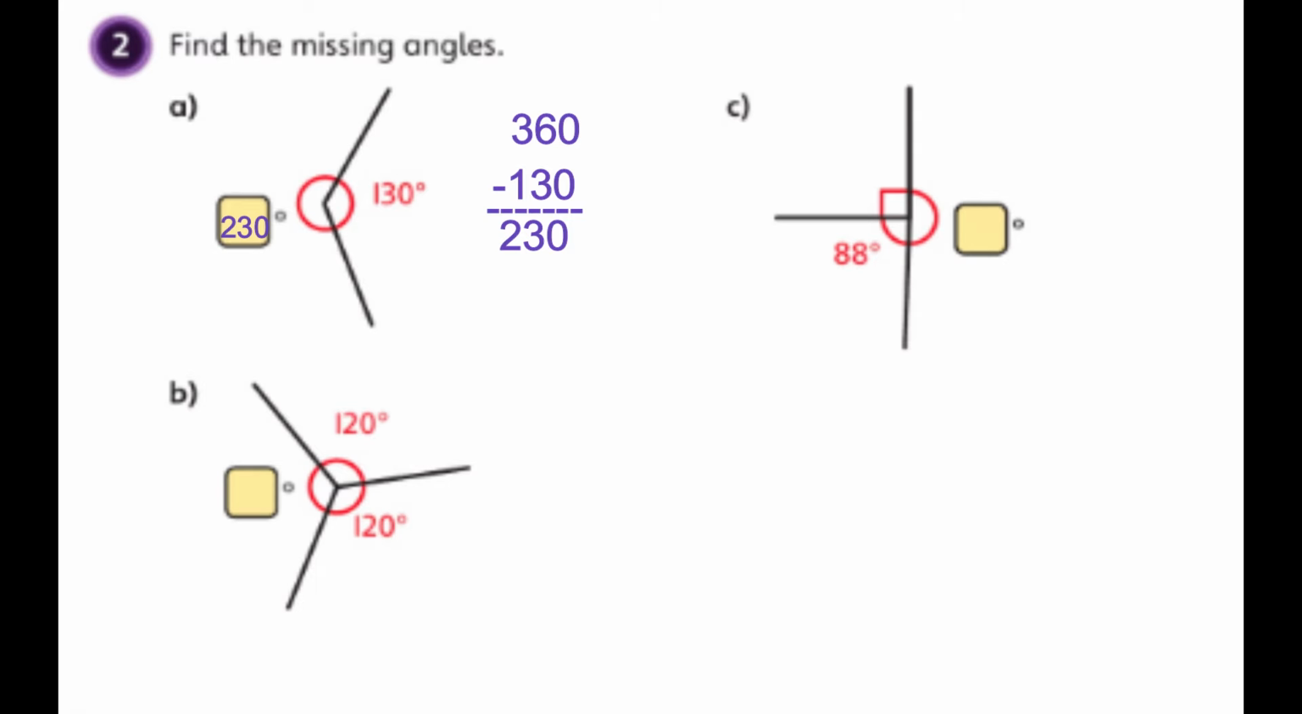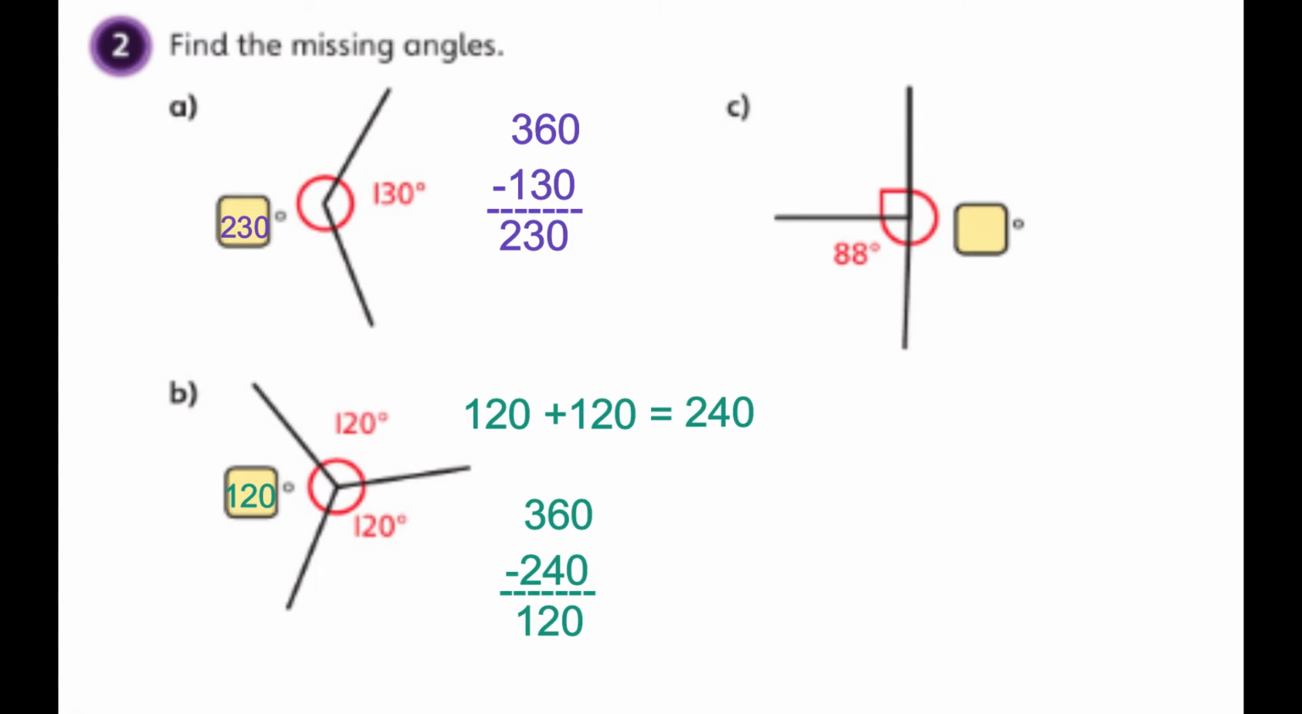What about B? There we have two angles labeled, 120 and 120. Well, same principle applies here. We need to take away the angles that we know from the full turn, 360 degrees. But since we're taking away two numbers, let's start by combining them. So let's add up 120 plus 120, and that gives us 240. Now we can take 240 degrees away from 360 degrees to figure out what's left. And what is left? 120 degrees. So that means that missing angle is also 120 degrees.